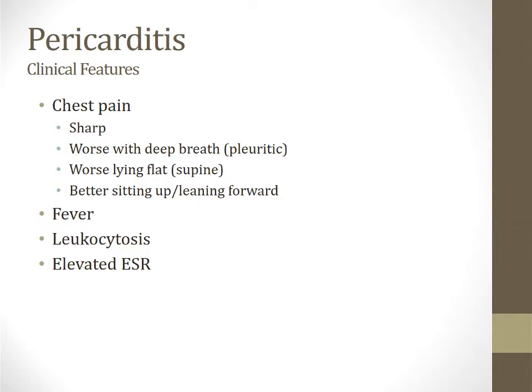So you need to understand the symptoms of pericarditis. The major symptom of pericarditis is chest pain, and it has very unique features that are different from ischemia. The chest pain of pericarditis is usually sharp. It's worse with a deep breath. This is called pleuritic pain. It's worse when patients lie flat, which is supine, and it's better when they sit up or lean forward. And all of these features are usually not seen in coronary disease.